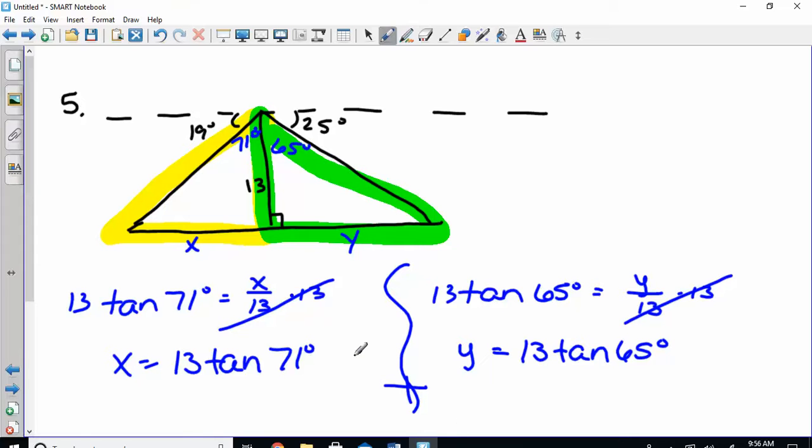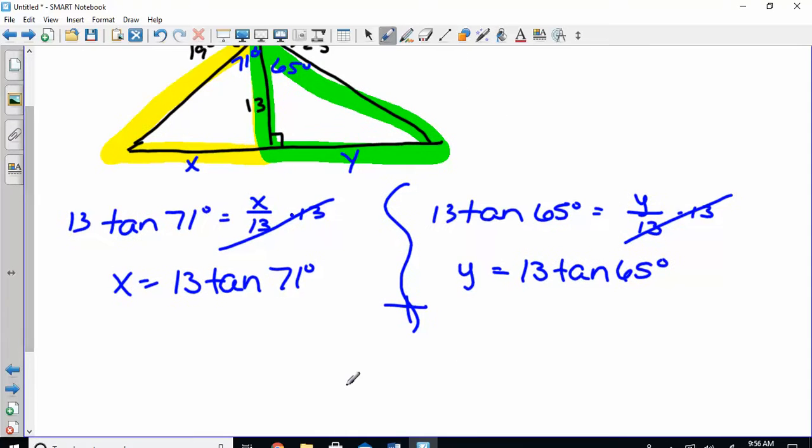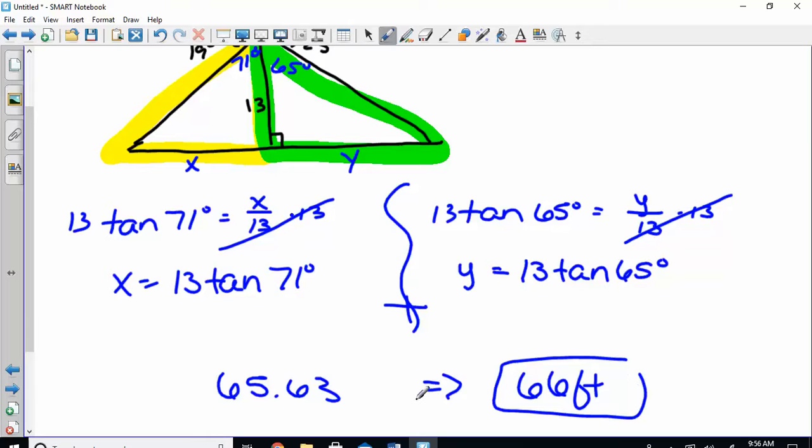Plug it all in my calculator. Significant digits, there were 2 significant digits in the problem. So if I answer with 2 significant digits, it comes out to be 65.63, so that would go to 66 feet. I just keep putting the wrong numbers in. Any questions there?